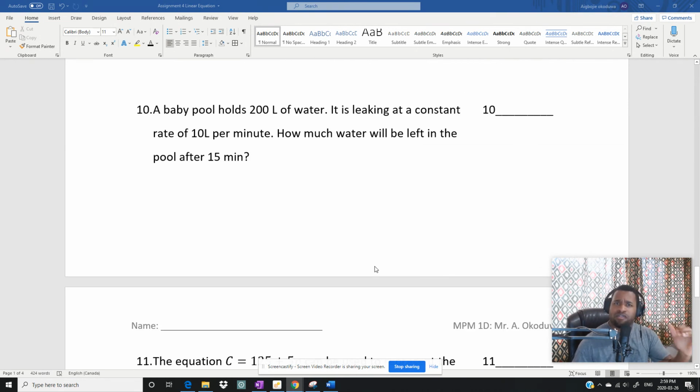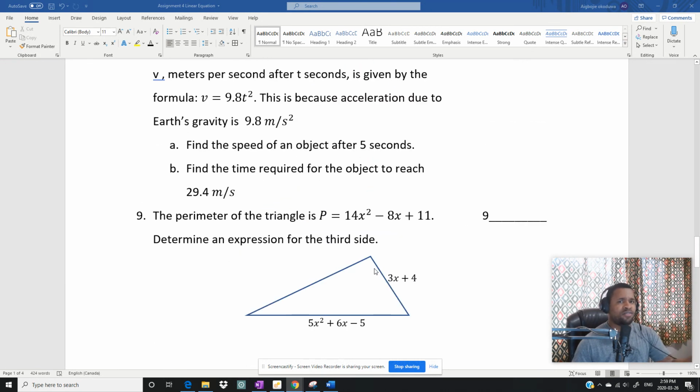Please don't be afraid to ask many questions concerning assignment 4, and this will be a great way for you to strengthen and broaden your understanding of linear relations involving word problems and also critical thinking skills.